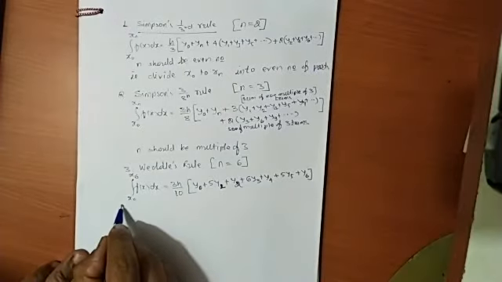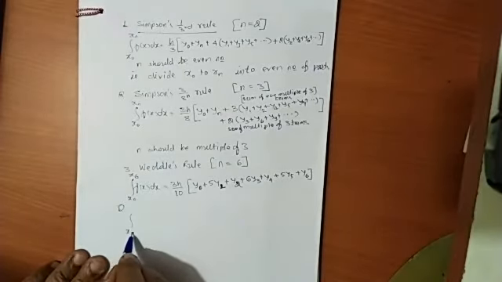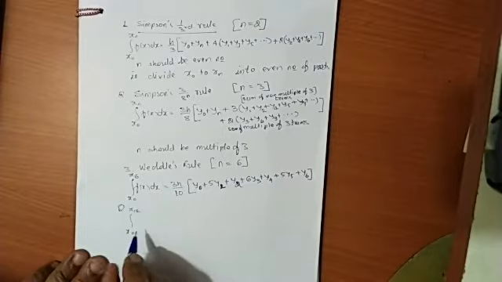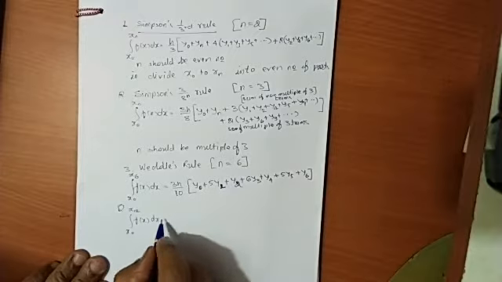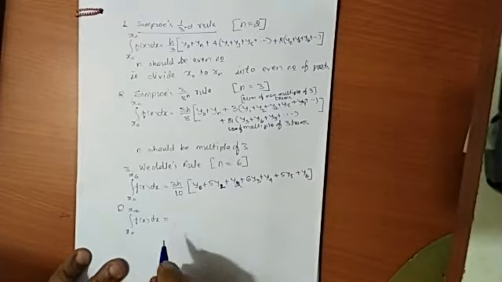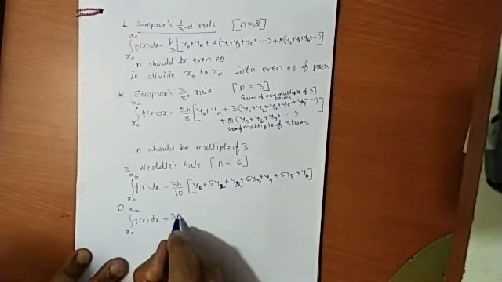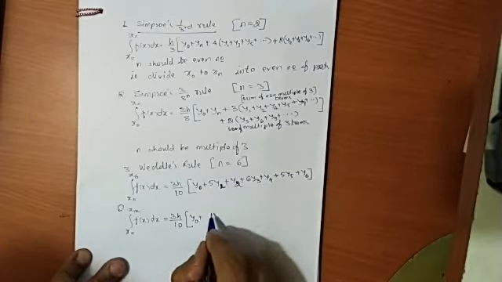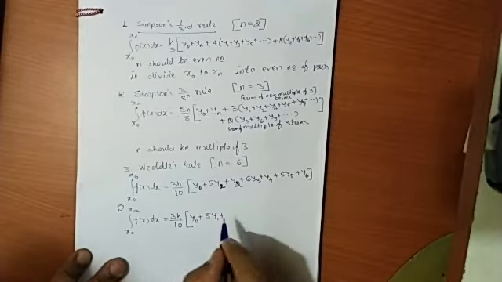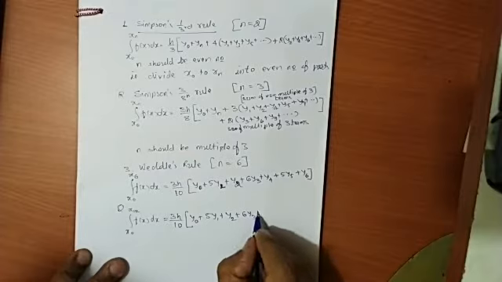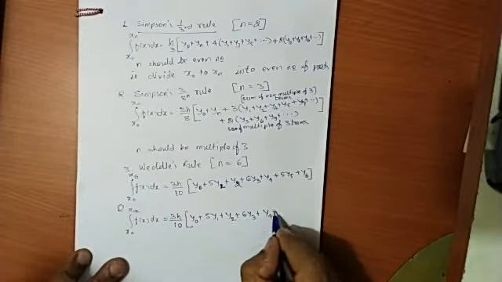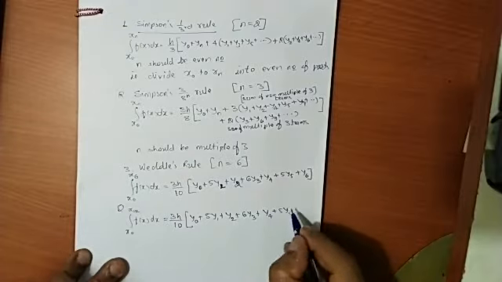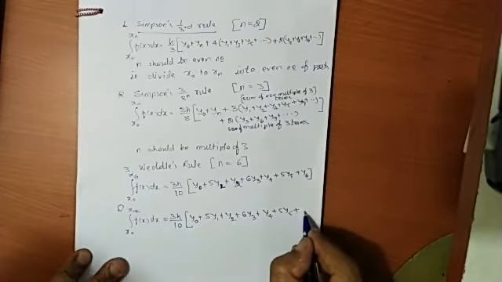Suppose I take x naught to x12, if I divide ab into 12 equal parts, then the integral of f(x) dx is equal to 3h by 10 into y naught plus 5 times y1 plus y2 plus 6 times y3 plus y4 plus 5 times y5 plus y6.